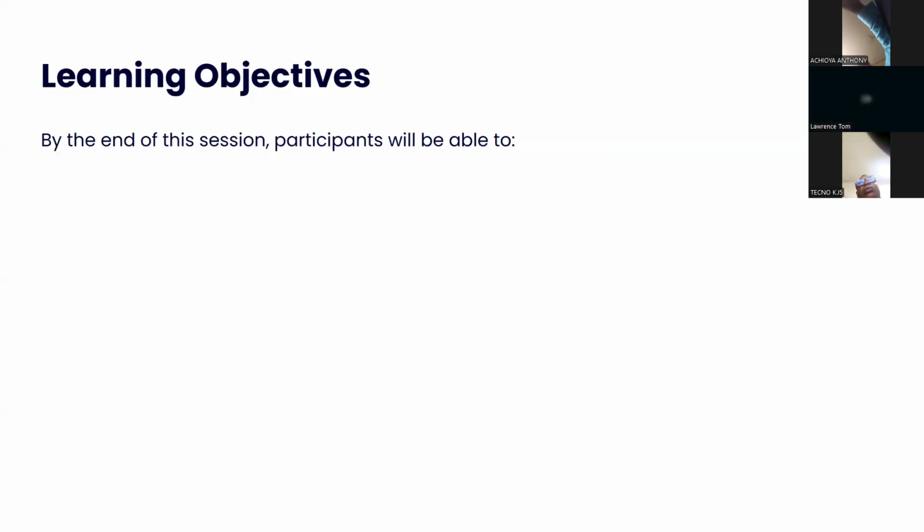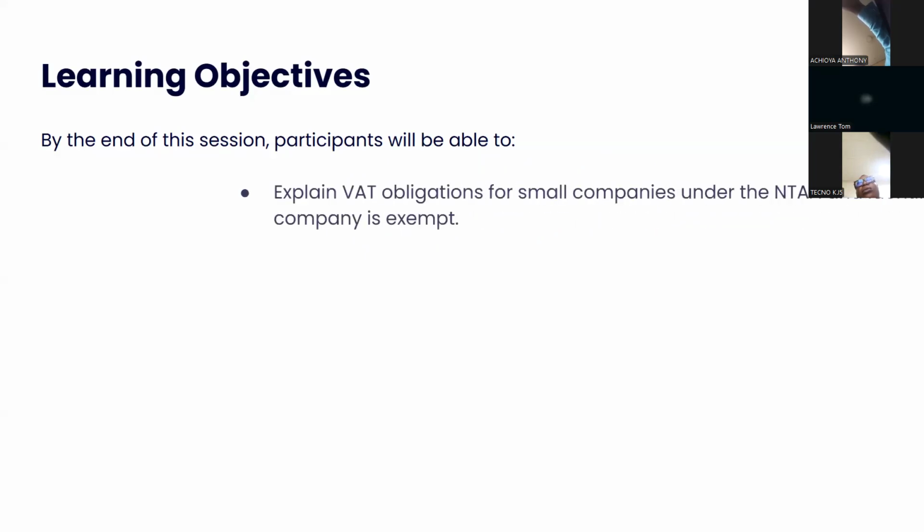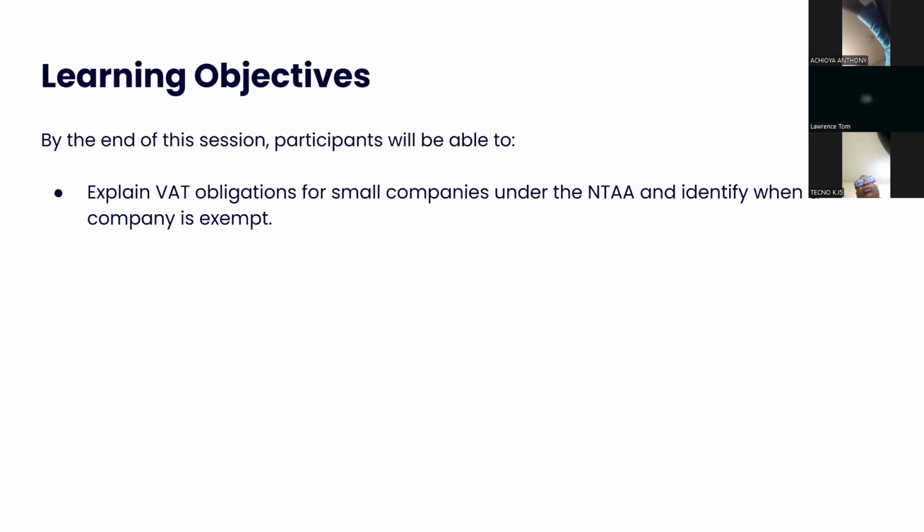So in this further session we're having, I'm calling it a further session because my colleague Joy has actually done justice. I'm going to be explaining VAT obligations. You know, there is VAT and there are obligations around VAT. I'm going to be explaining VAT obligations for small companies under the NTAA, which is the Nigerian Tax Administration Act. There is the Nigerian Tax Act and the Nigerian Tax Administration Act, and then the Joint Revenue Board Act, and then the Nigerian Revenue Service Act. Those are the four acts that were signed into law recently by the President of the Federal Republic of Nigeria.